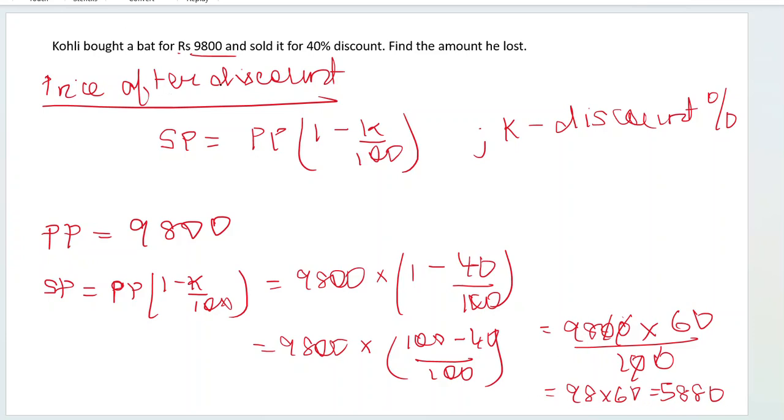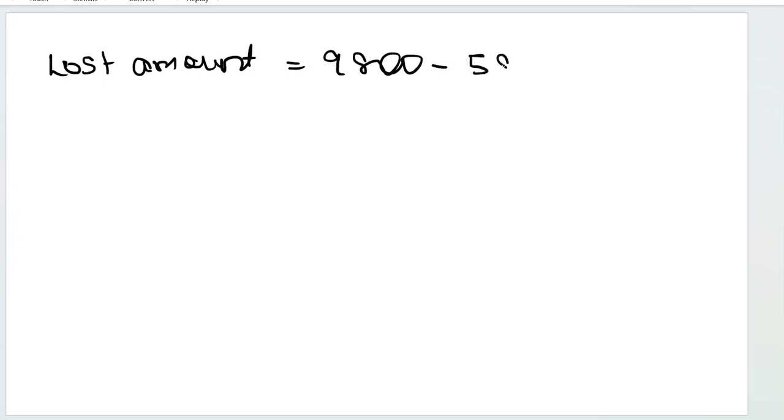Now clearly he bought a bat for 9800 and now he sells it for 5880. So now we need to know how much money he has lost. Therefore, lost amount will be the price which he bought, 9800, minus the price which he sold, 5880. So this comes down to 3920. So therefore he lost 3920 rupees.